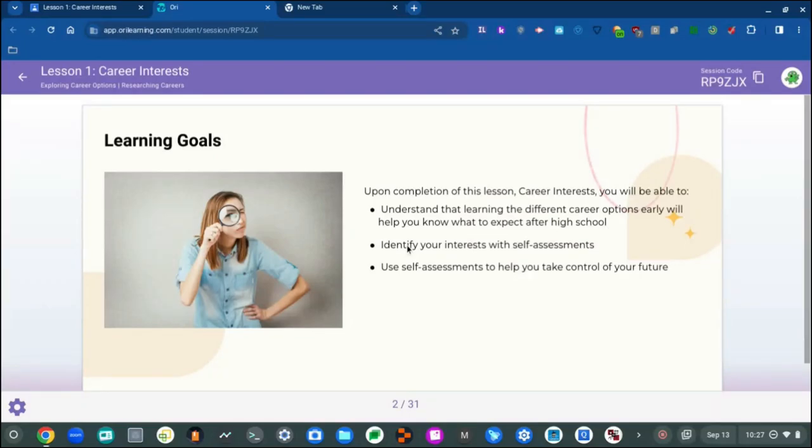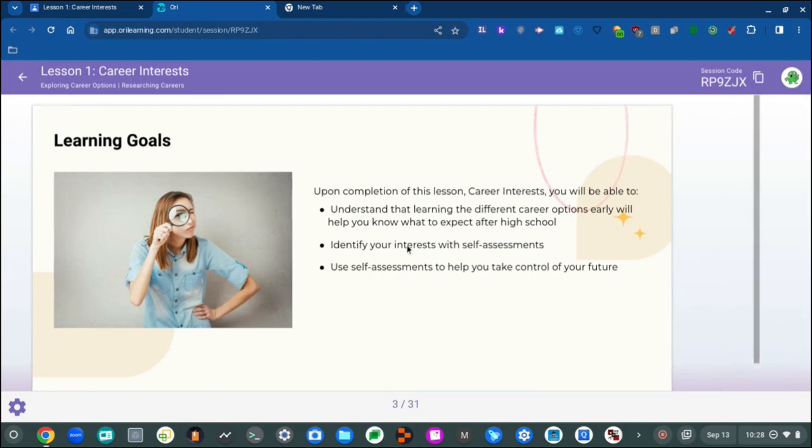So, that learning goal, upon completion of this lesson, for your interest, you will be able to understand that learning the difference between options early will help you know what to expect after high school. You'll be able to identify interests with self-assessments, and use your new self-assessments to help you take control of your future, right? So honestly, what you get out of this class is what you get out of it. If you want to learn about different careers and do your research, you'll learn a lot, right? If you're doing assignments just to do the assignments, I probably won't be as knowledgeable for you.